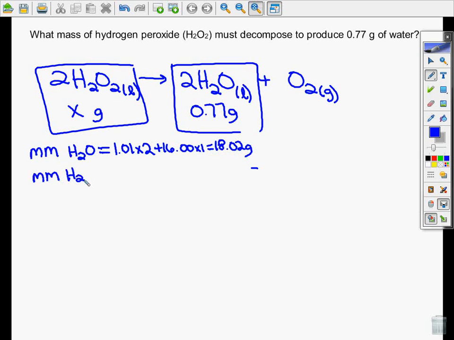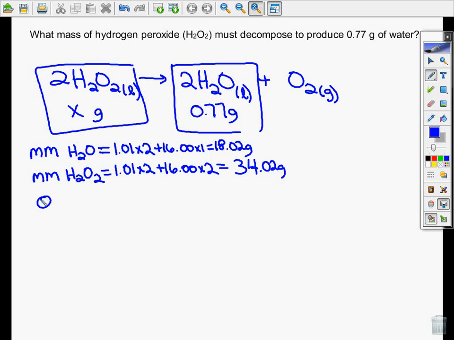Now the molar mass of the hydrogen peroxide is going to be equal to 1.01 times 2 for the hydrogens, plus 16.00 times 2 for the oxygens, and this is going to give me 34.02 grams as the molar mass of hydrogen peroxide. Now I can go ahead and solve the problem. I go ahead and get the molar masses when I'm doing a mass-to-mass problem of both my unknown and my known to start out, because I know I'm going to need them.